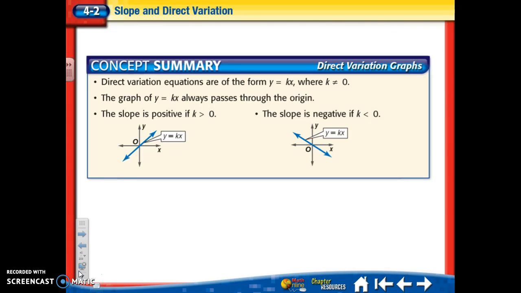So essentially, here's just a little summary of what direct variation means. It means it's always going to be y equals kx. It's going to go through the point 0, 0, and k is going to be your slope in front. So that is your main summary there.